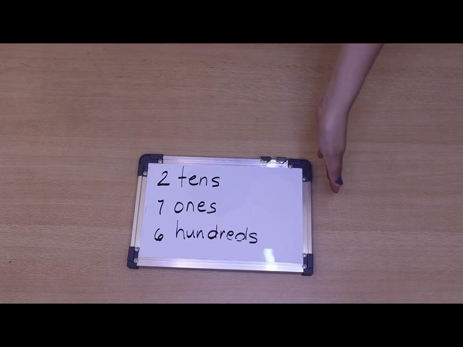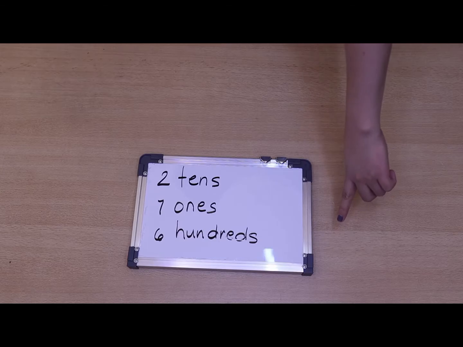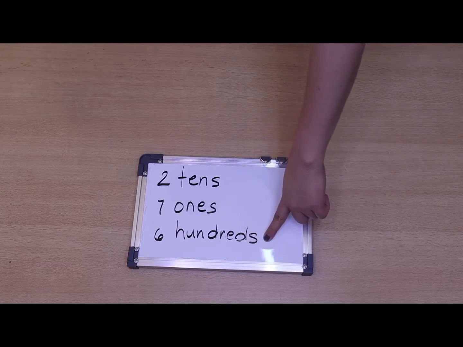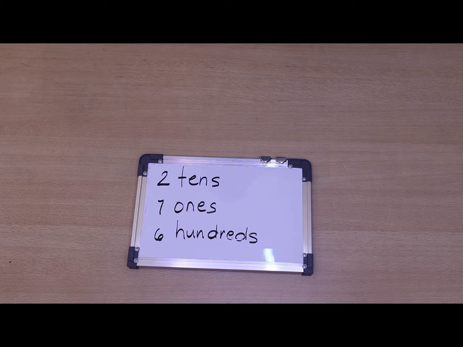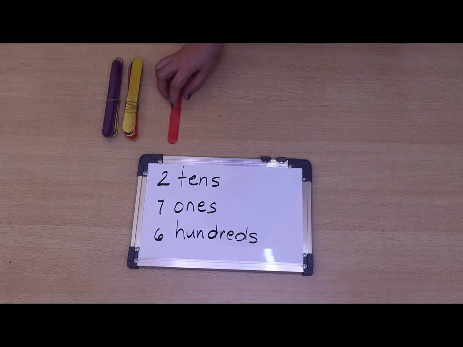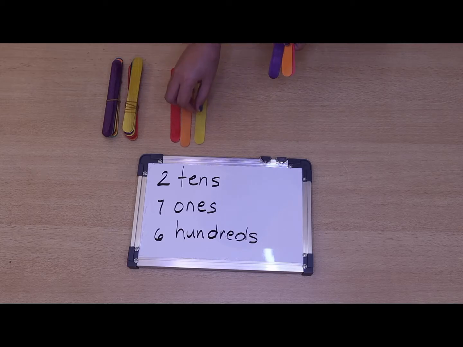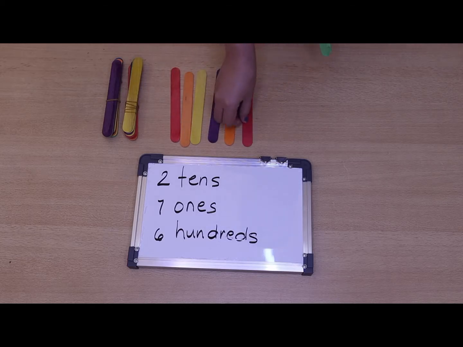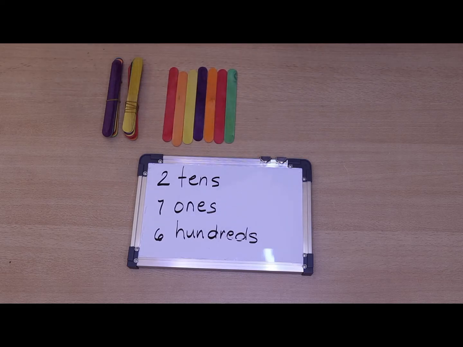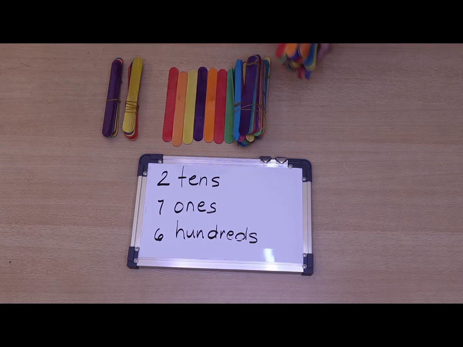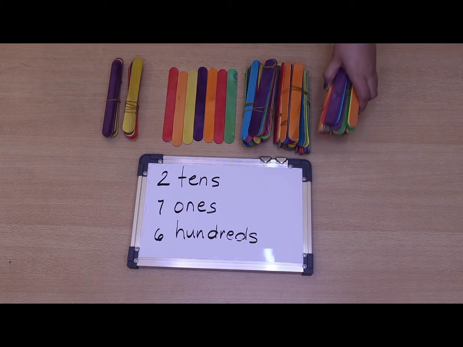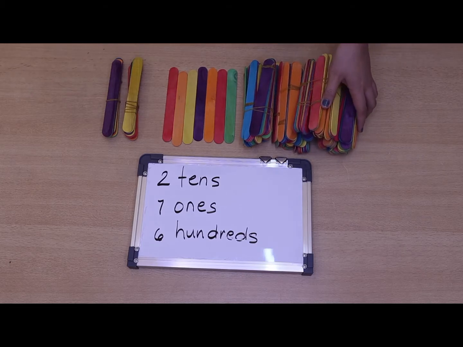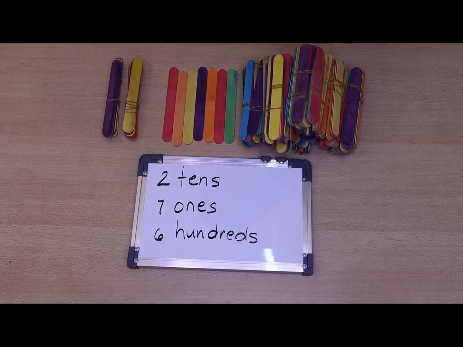This time, we need to model the following numbers. So we've got 2 tens, 7 ones, and 6 hundreds. Now let me get our 2 tens. Here are our 2 tens. Next one is 7 ones. So let's count with me. 1, 2, 3, 4, 5, 6, 7. And the last one is our 6 hundreds. Here we go. Count with me. That's 100, 200, 300, 400, 500, and 600.